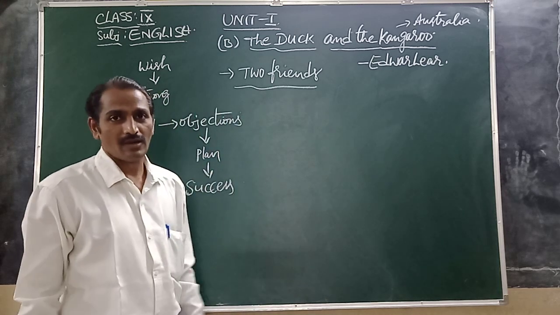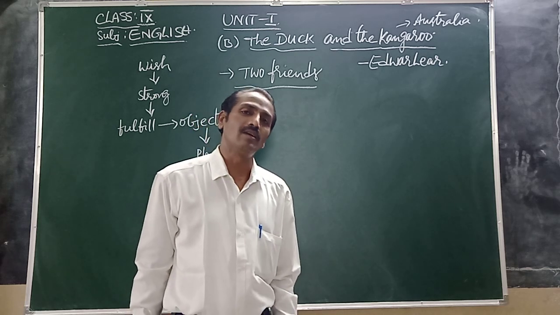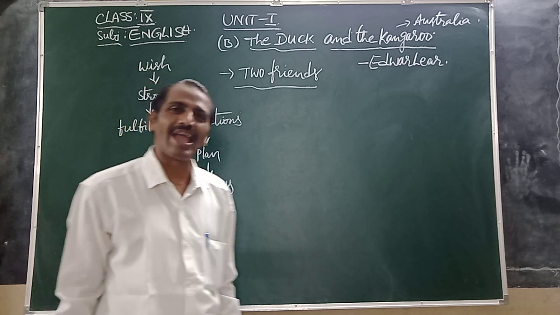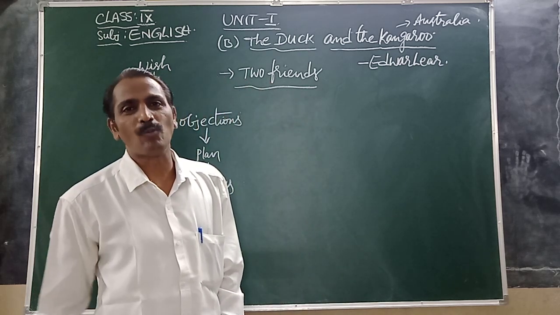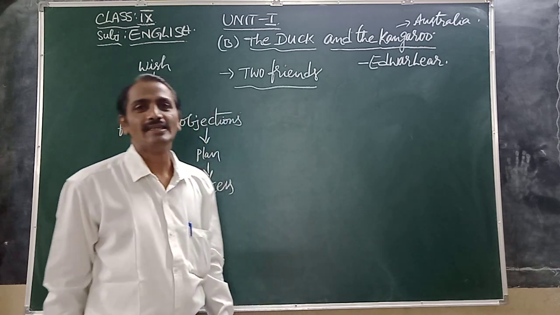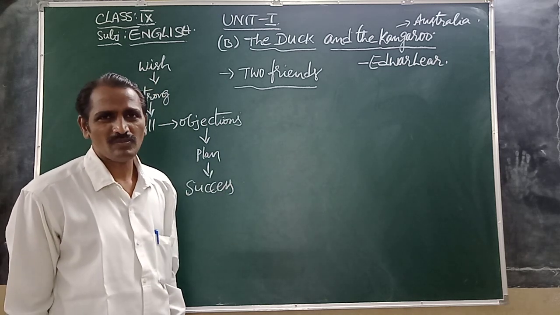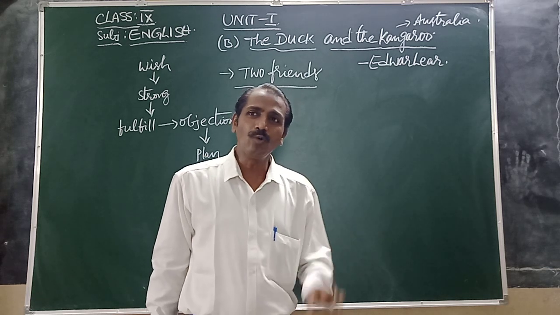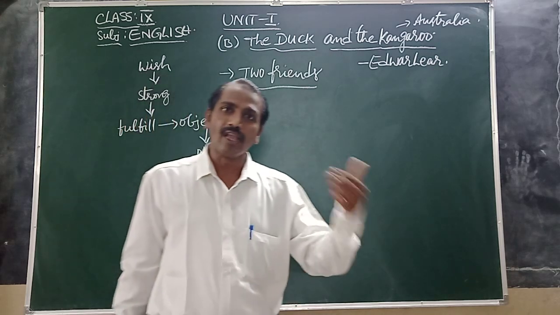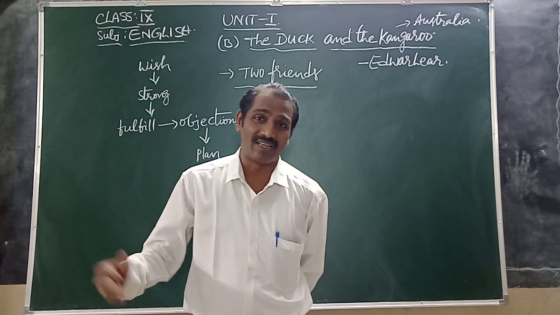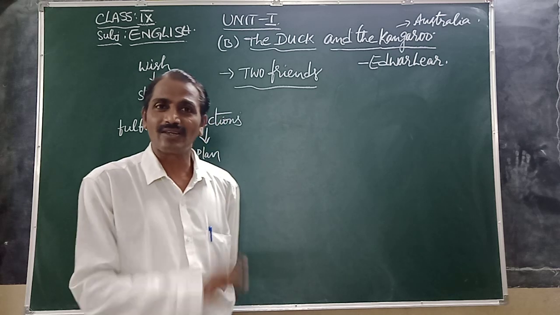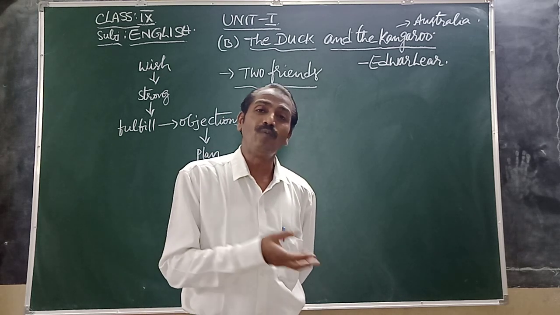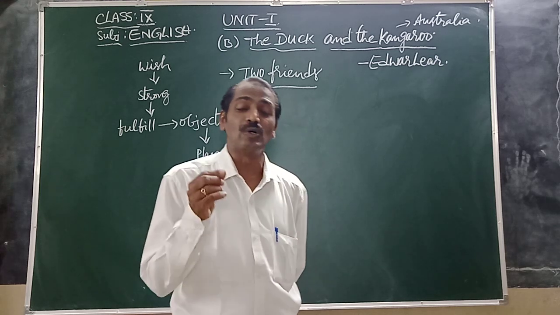Now, children, last session we completed the lesson, The Snake and the Mirror. Next, we will read The Duck and the Kangaroo. It is a small poem written by Edward Lear. As you know, duck and kangaroo, here the poet represents how a friend's wish is fulfilled by another one. The duck has a very strong wish, and the kangaroo fulfilled his friend's request.